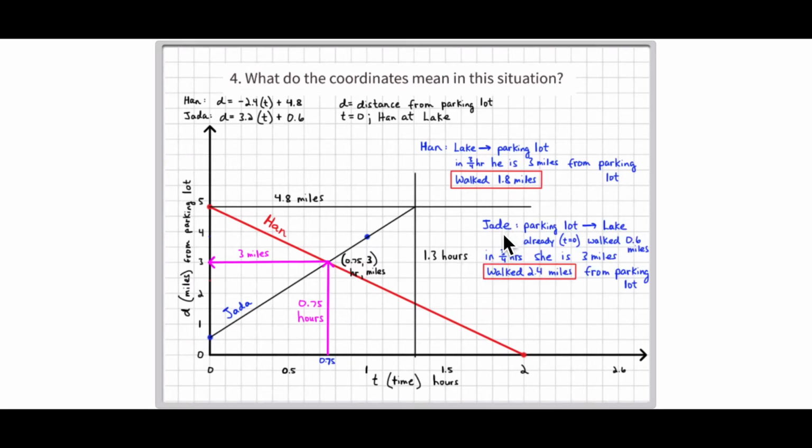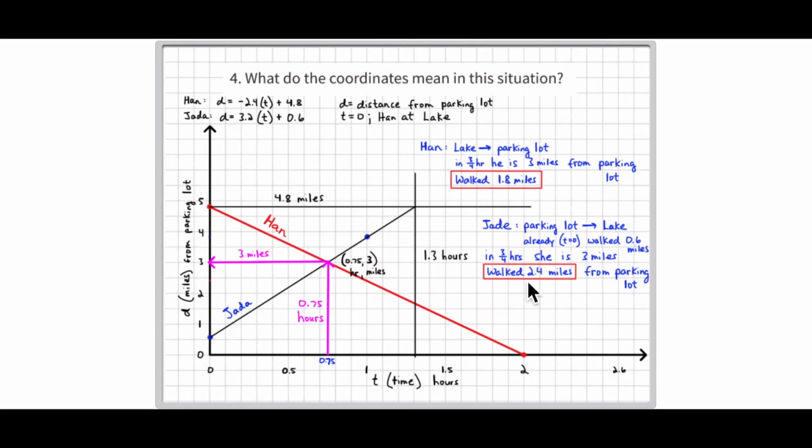Jada is walking from the parking lot to the lake. She's already walked 6/10 of a mile at time 0. So at time 0, when Han reaches the lake and he turns around and heads back, she has already walked 6/10 of a mile. So now in 3/4 of an hour, she walks another 2 4/10 miles, because that's 3/4 of 3 2/10. Her rate is 3 2/10 miles an hour. 3/4 of that is 2 4/10 miles.